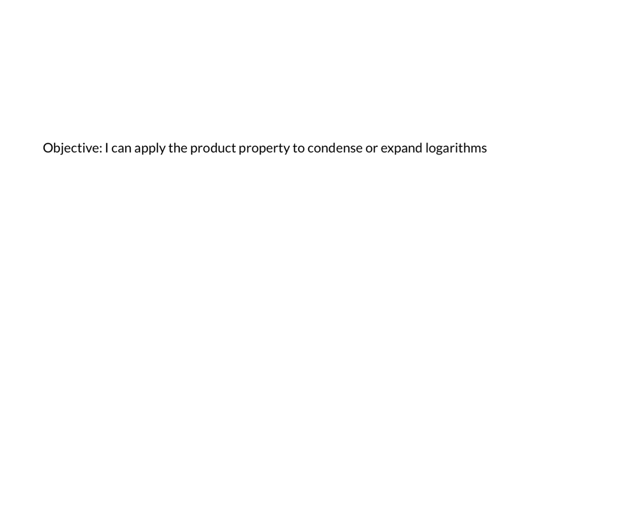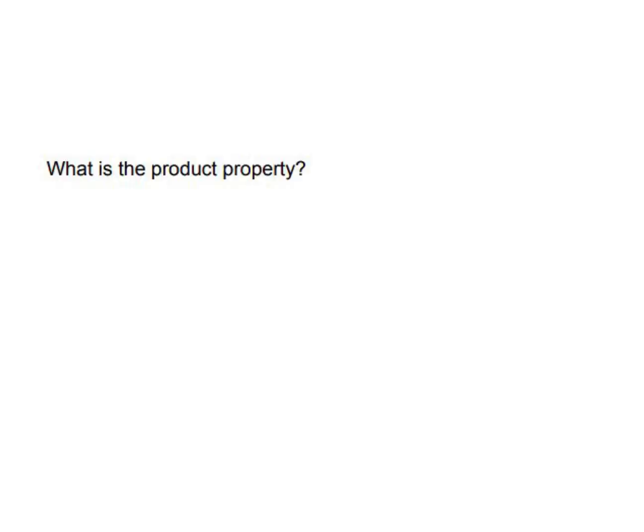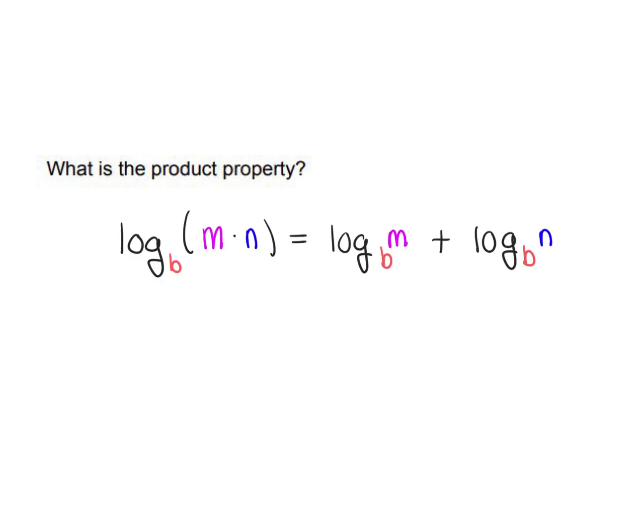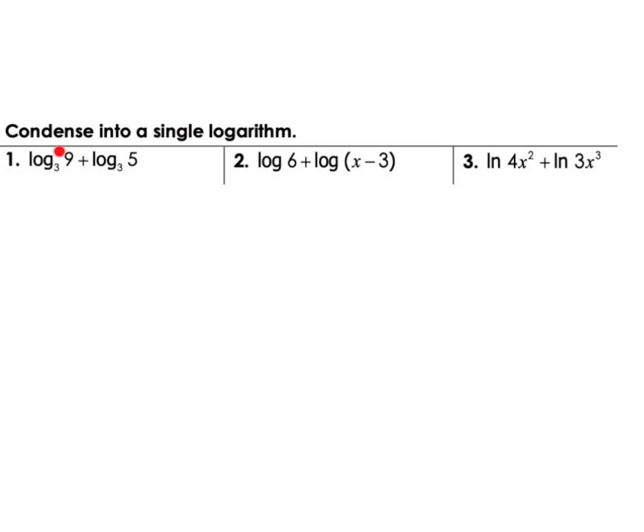Our objective is, I can apply the product property to condense or expand logarithms. So what is the product property? The product property is log base b of m times n is log base b of m plus log base b of n. So here, if we are to condense into a single logarithm, we have log base 3 of 9 plus log base 3 of 5.